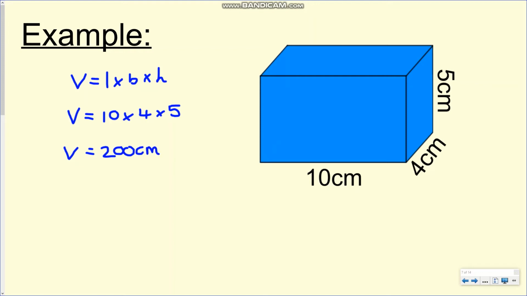And the last thing I need to remember is that 10 times 4 times 5 is 200, and I'm going to put centimeters because my cuboid is measured in centimeters, but I also have to put that little 3 at the top corner to show that it is measured in centimeters cubed, okay, because I'm dealing with a 3D shape and I'm looking for 3D volume.